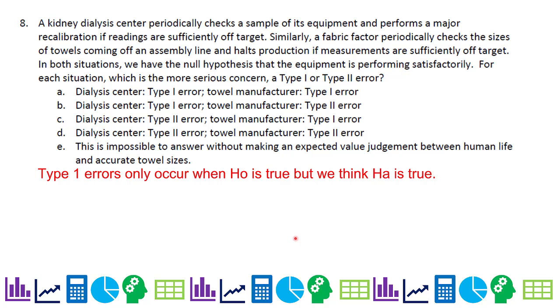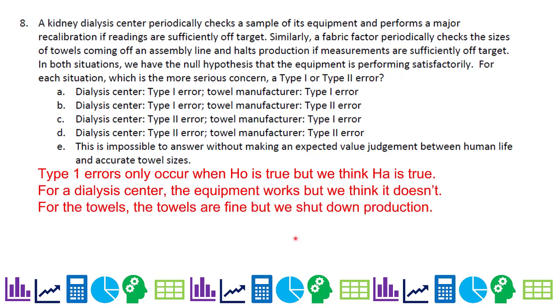So let's look at the dialysis center and the towels. For the dialysis center, the equipment works, but we think it doesn't. So we have to do a major calibration, even though it's fine. For the towel company, the towels are fine, but we shut down production. So those are type 1 errors.